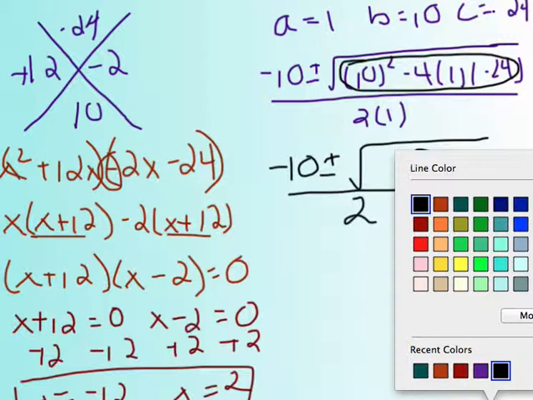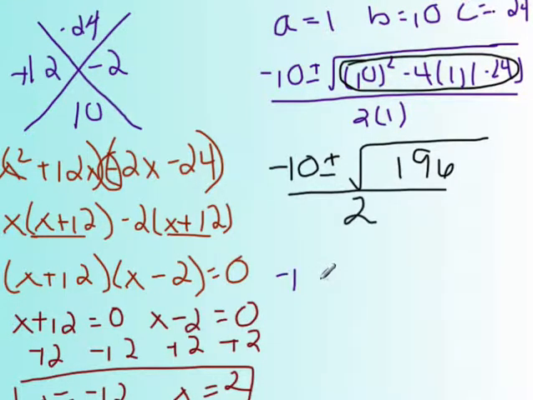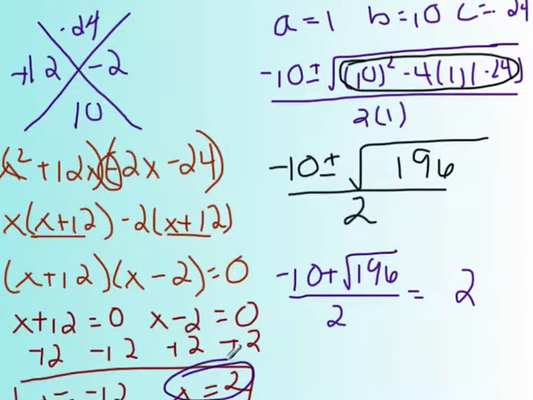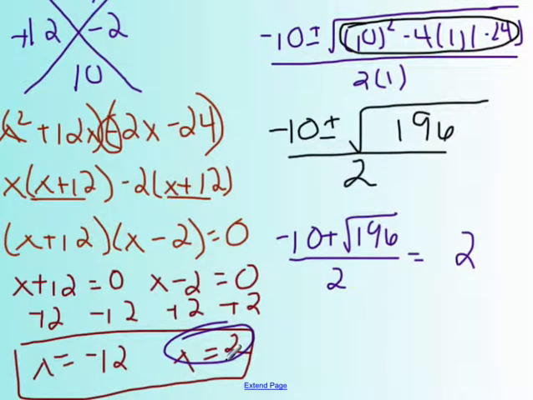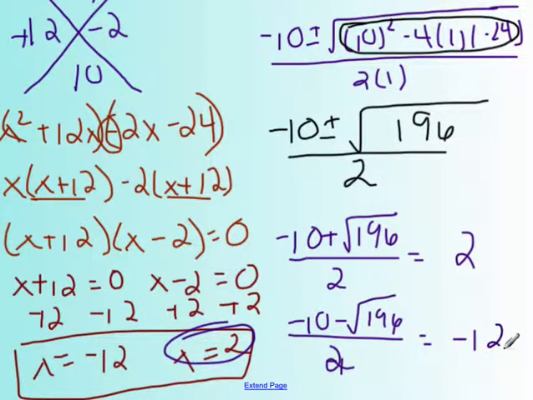So now we're going to split it up into our two versions. First, we're going to do -10 plus the square root of 196. You're going to type that into your calculator and hit enter. Then you're going to divide by 2. And when you divide it by 2 for the first one, you end up getting 2, which is good. That's what we got here. Now we're going to do the minus version, and hopefully we get the same. We divide it by 2, and when you do that, you should get -12.